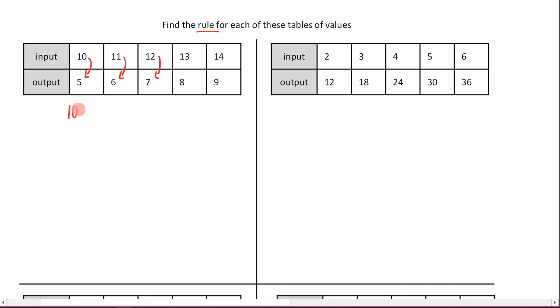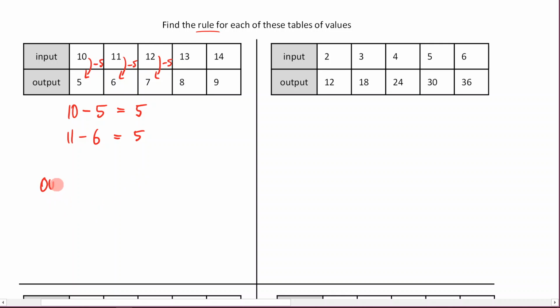So it's quite clear that if I go 10 minus 5, that's going to be 5. If I go 11 minus 6, that's also going to be 5. 12 minus 7 is also going to be 5. So it's quite clear that I'm subtracting 5 from my input each time.